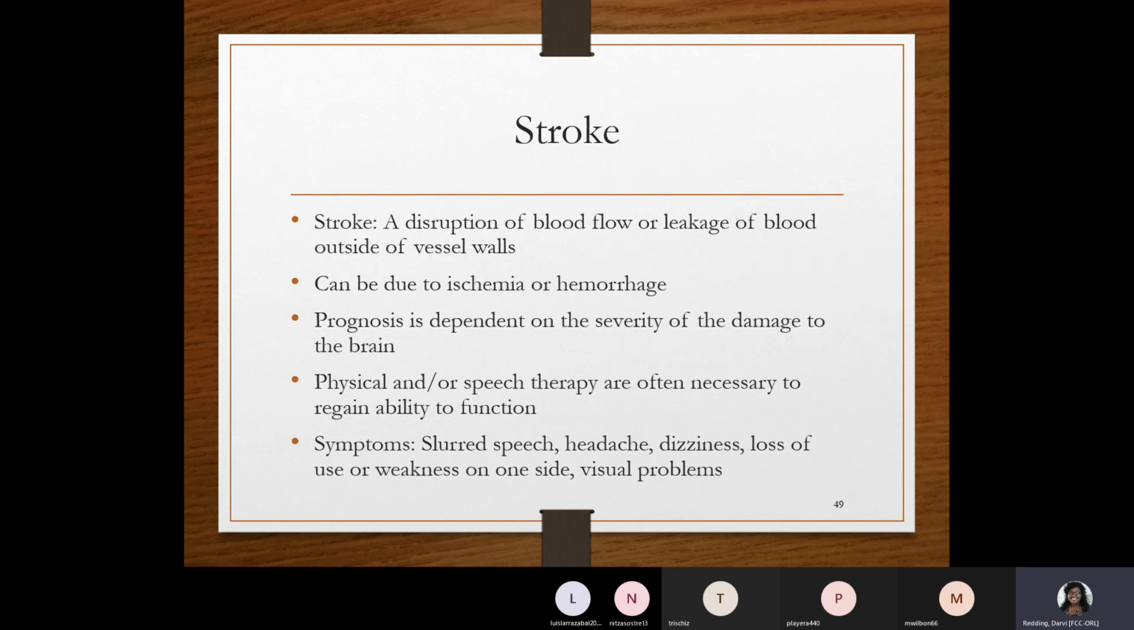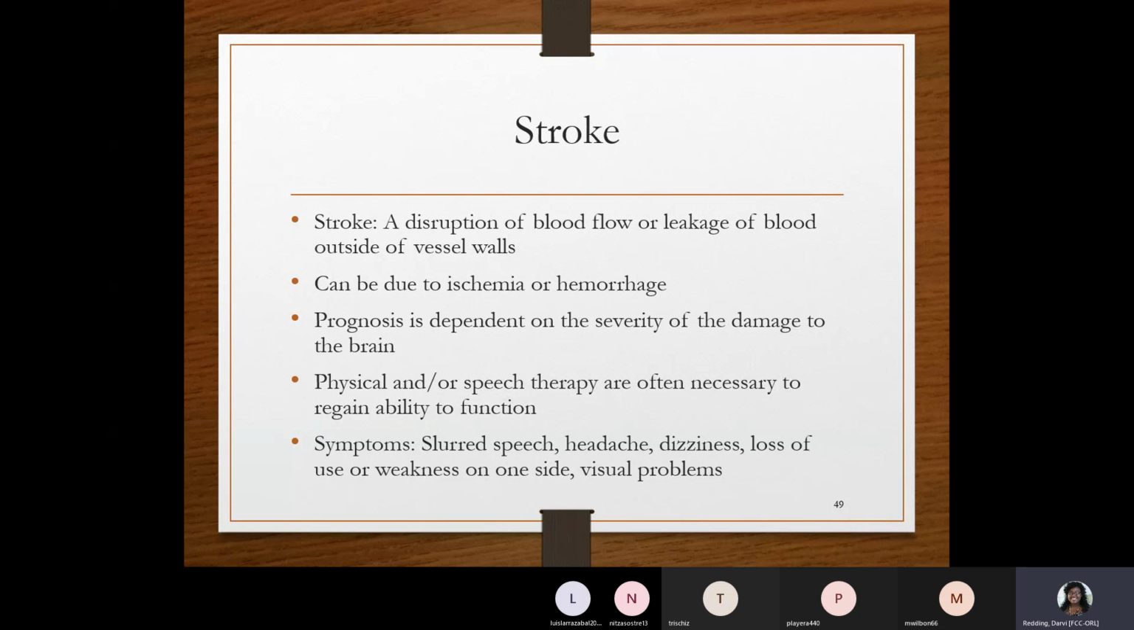So now that I've talked about migraine headaches, I'm next going to talk about a stroke. Last week we learned in the cardiovascular system, a heart attack is where there is a blood clot from the heart. A stroke is where there is a blood clot or some type of disrupted blood flow going to the brain. So with a stroke, it could be due to ischemia or hemorrhage. The prognosis is dependent on the severity of the damage to the brain. A person who experiences a stroke could have physical and or speech therapy, which is often necessary to regain the ability to function.